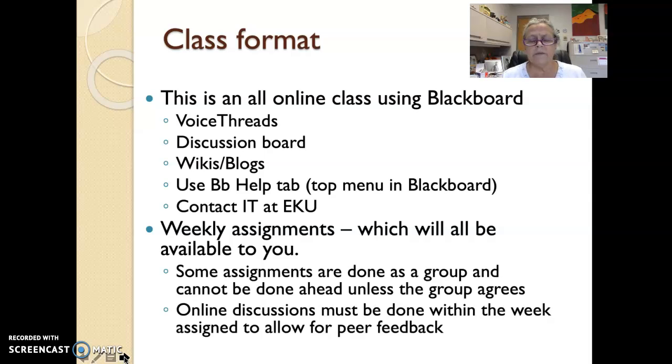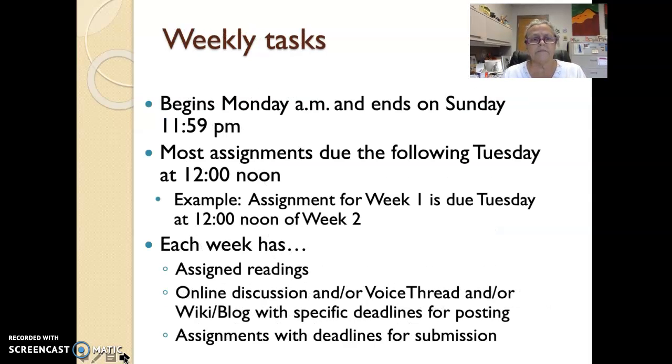There are weekly assignments, which will all be open to you from the beginning of class. So some of the assignments are to be done as a group and cannot be done ahead unless the whole group agrees to that. If it's an individual assignment, feel free to work ahead if you're comfortable with that. The online discussions, however, must be done within the week, and they're meant for peer feedback, so you do not want to work ahead on the online discussions.